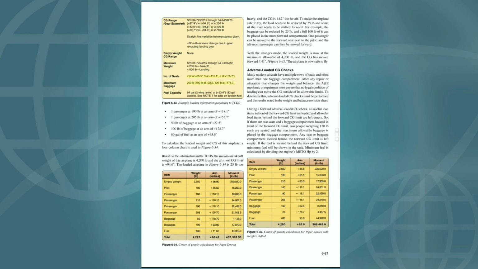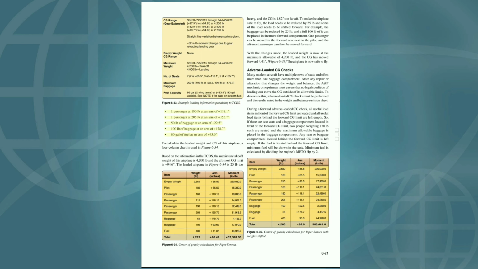Landing. 7 seats: 2 at plus 85.5, 3 at plus 118.1, 2 at plus 155.7. 200 pounds baggage: 100 pounds at plus 22.5, 100 pounds at plus 178.7. 98 gallons in 2 wing tanks at plus 93.6, 93 gallons usable. See Note 1 for data on system fuel. Figure 6-33. Example loading information pertaining to TCDS.